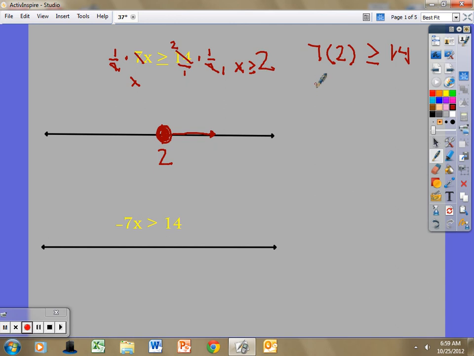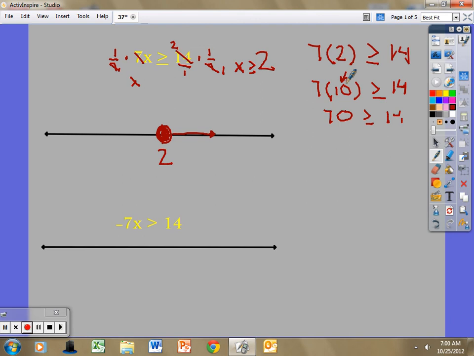So let's try 10. 7 times 10 is greater than or equal to 14. Well, I know that 7 times 10 is equal to 70. And 70 is indeed greater than or equal to 14. So that shows me that 10 also is a number that is part of the solution set that makes this inequality true.